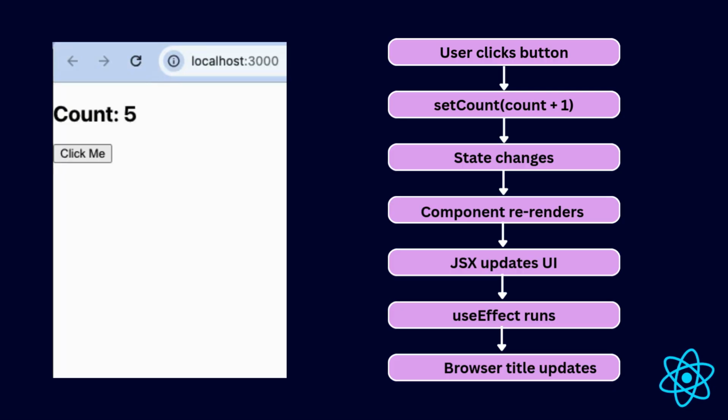From the interview point of view, you can explain this component in one line. This component uses useState to manage a counter and useEffect to synchronize the browser title with the current count whenever the state changes. useEffect connects your React app to the outside world, the browser, the server, and external data. Without it, React would only show UI but could not interact with anything outside. So this is all about useEffect. In the next video, we will see component lifecycle in function components.